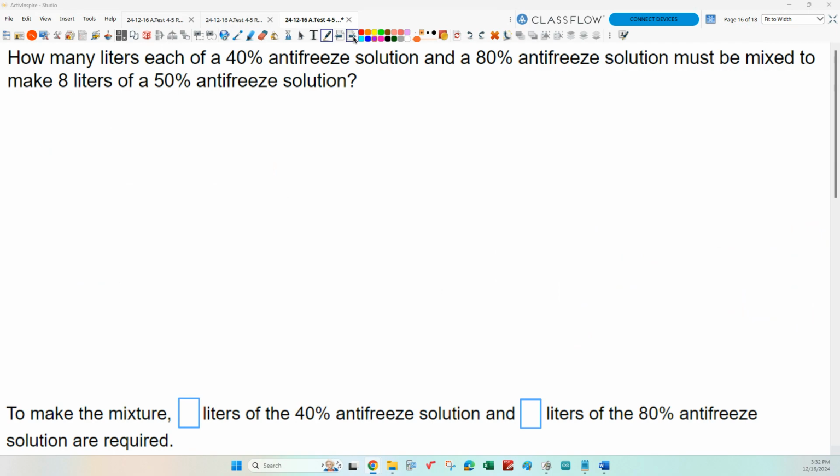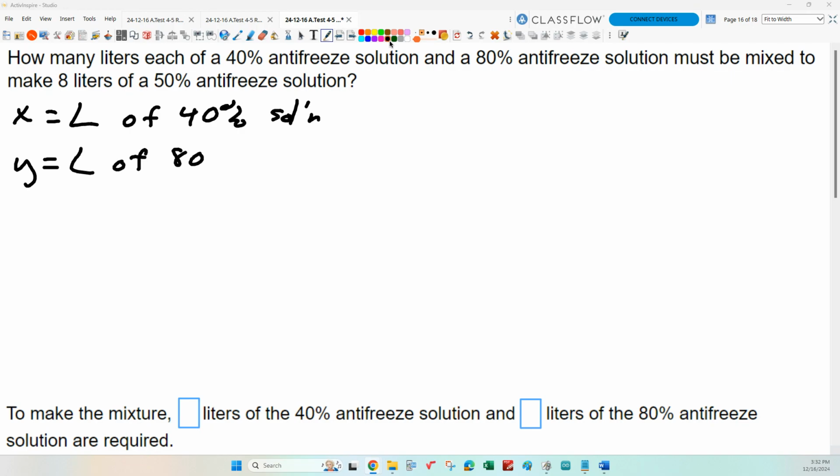So does everybody agree here that X is going to be the liters of 40% solution, right? And Y is equal to the liters of 80% solution, right? There are our variables. I'm going to call it quits there because I don't want to get started on this one and then not finish it. So we'll do this one tomorrow and then just a couple quick matrix calculator ones and we're done.